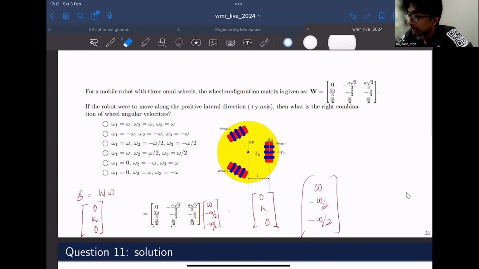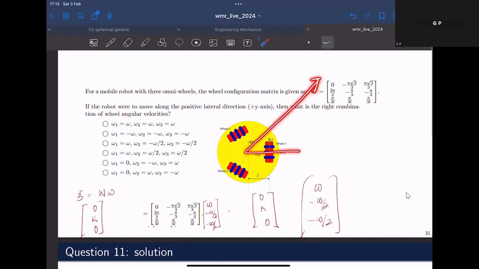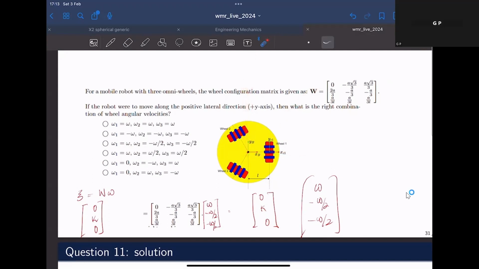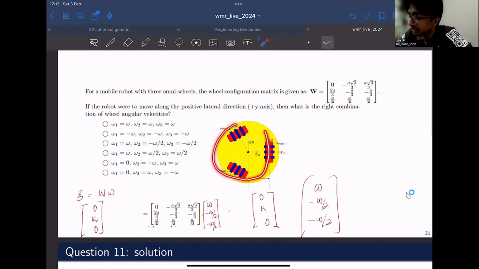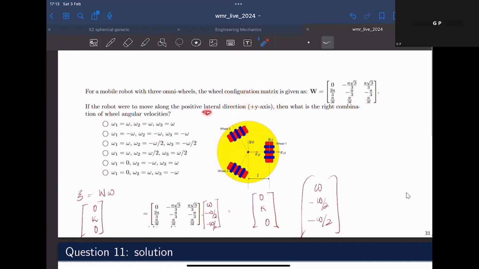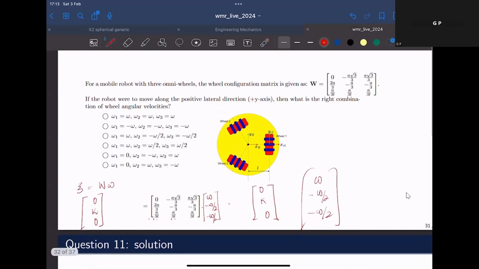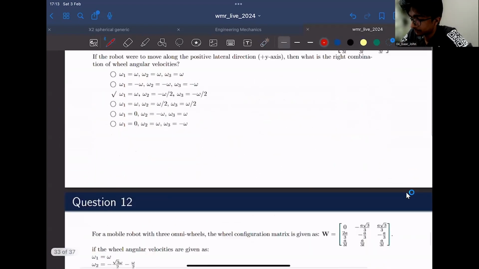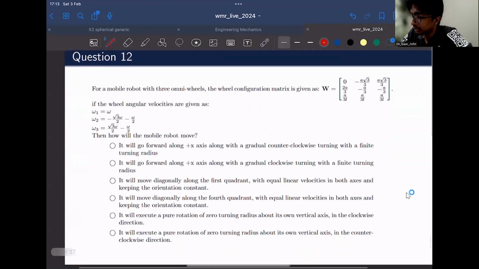No, no, no. The diagonal means the robot will move like this, with equal velocities along x and y direction. But here it will only move in the lateral direction, strictly along the y-axis. So this is the first instance. At the second instance, it will be here. At the third instance, it will be here, strictly along the y-axis. So that is why it says lateral direction along positive y-axis. Okay, understood. Thank you. So that is indeed the correct answer, Option C.